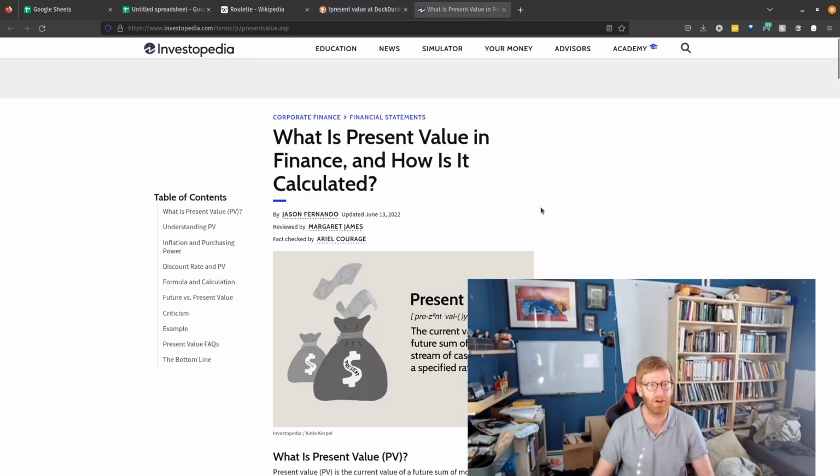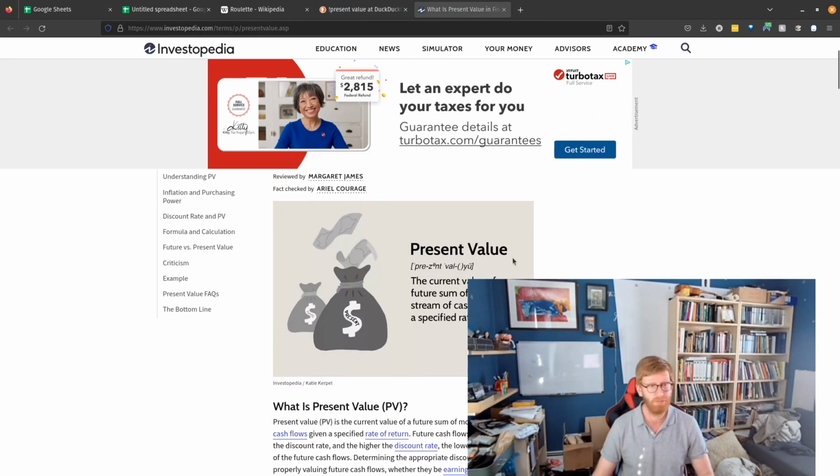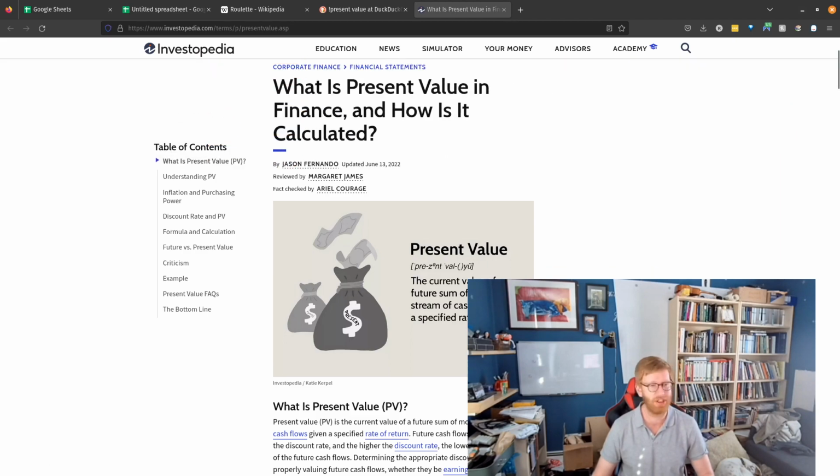We'll open Wikipedia also. So Investopedia is pretty good for this sort of thing, except they got all these ads.